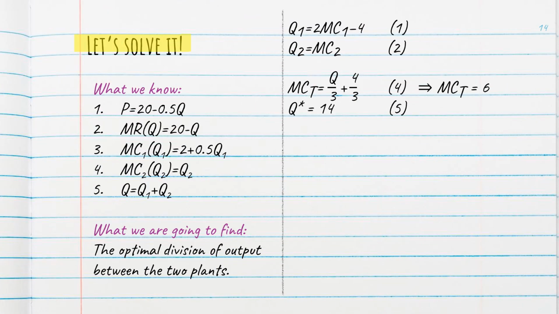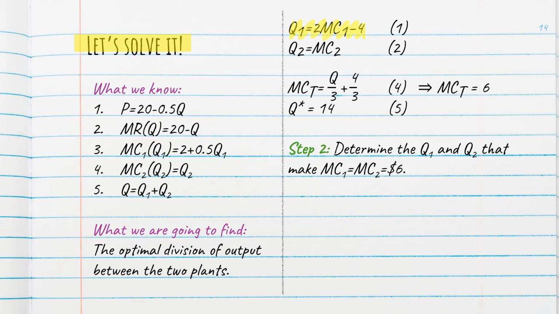This process is going to turn out to be very simple. We just need to determine the Q1 and Q2 that make marginal cost 1 equal to 6 and marginal cost 2 equal to 6. And we're lucky because we've done a lot of work already, and we already know how output depends on marginal cost 1 and how output depends on marginal cost 2. So what we do is we take 6, the marginal cost, and we replace it in equations 1 and 2, and that allows us to solve for Q1 and Q2.